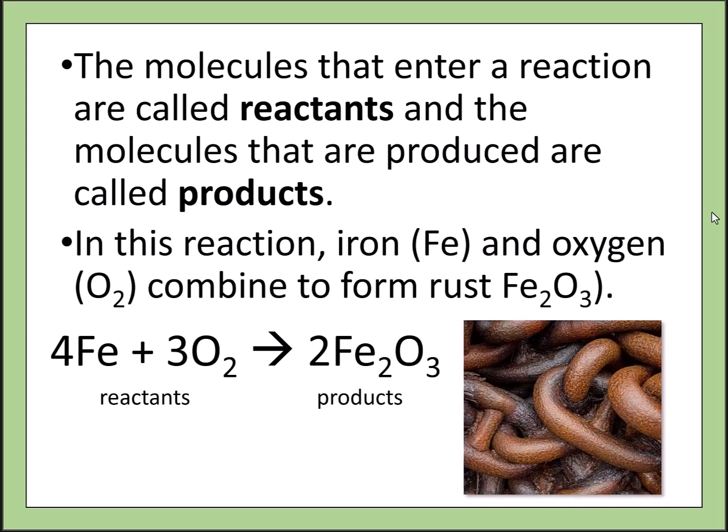In this reaction, for example, iron, whose symbol is Fe, and oxygen gas, O2, combine to form rust, Fe2O3. So here's the rust that's forming, and these are the reactants, and the rust itself, iron oxide, is the product. Reactants go on the left side of the arrow, products on the right side.